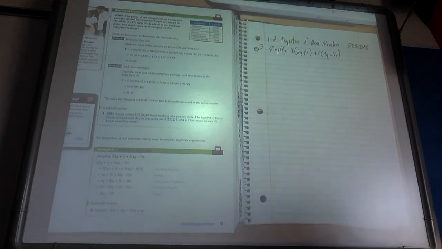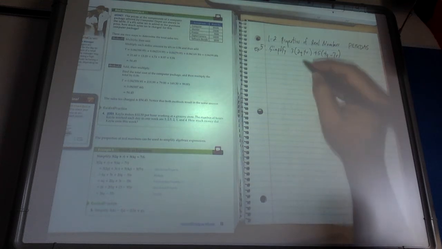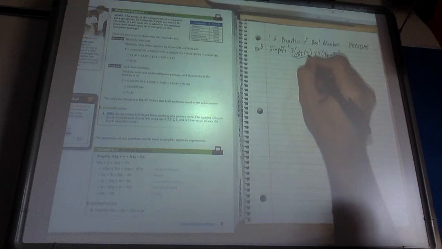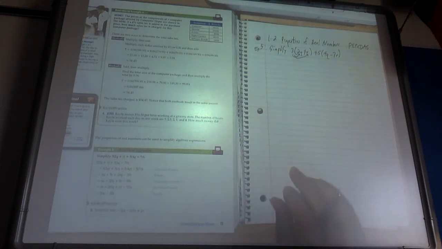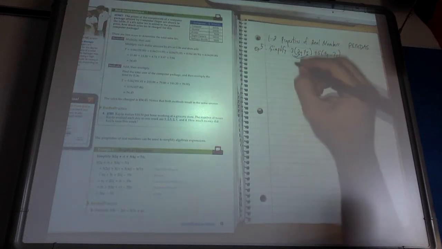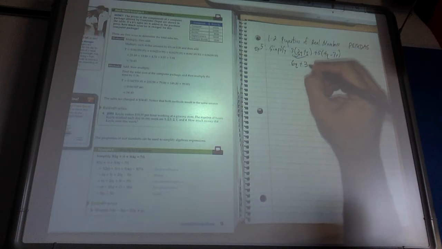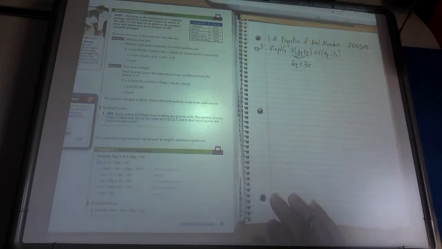We can just go from left to right like we do in our language. So I'm going to take 3 and I'm going to distribute it. I like drawing arrows showing that I'm going to multiply it in there to every term. So 3 times 2q is 6q. 3 times positive r is positive 3r. So that's how that multiplies or distributes.